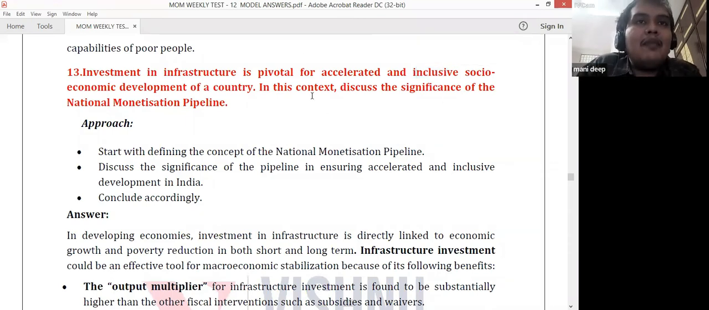The second part of the question is regarding the National Monetization Pipeline. National Monetization Pipeline is nothing but that the government has different assets, but these assets are underused or unused. For example, there is a stadium in Guntur or a stadium in Hyderabad, which has activity only during IPL months or when there are big matches. The remaining time, the stadium is always vacant. Due to this, the government is not getting enough returns on what it has invested.